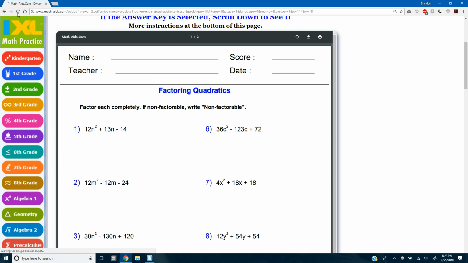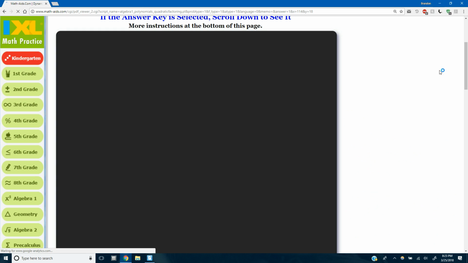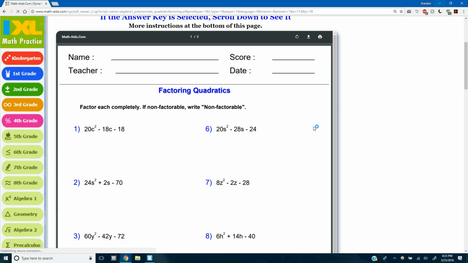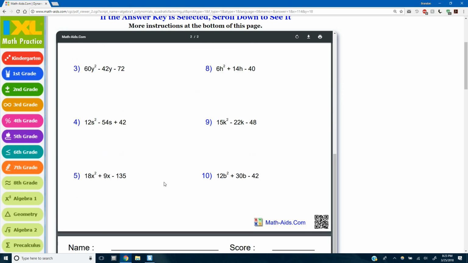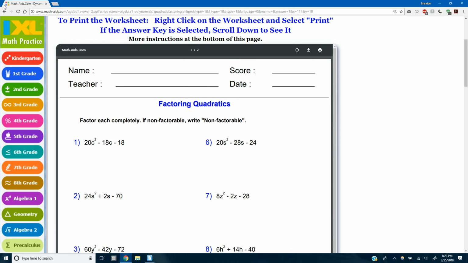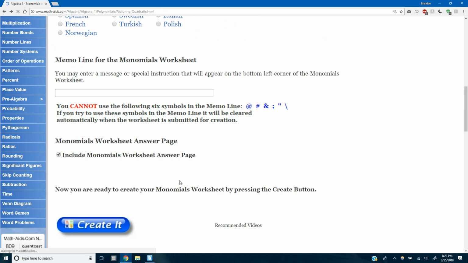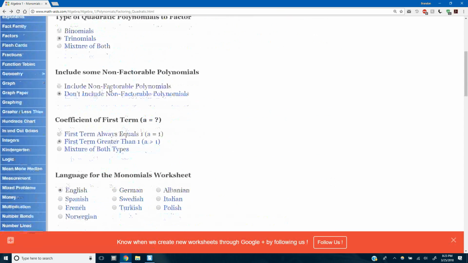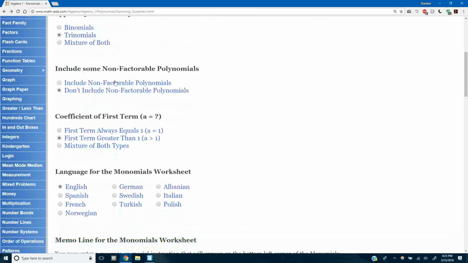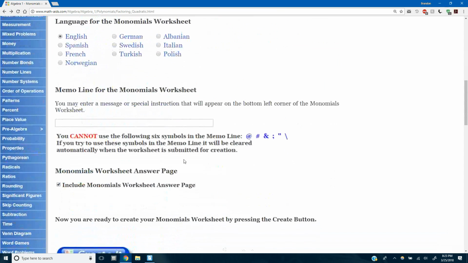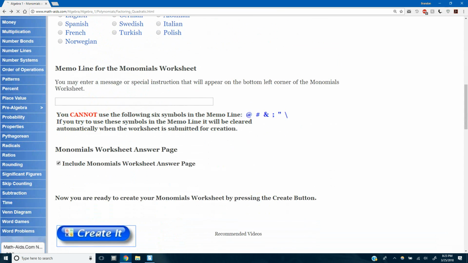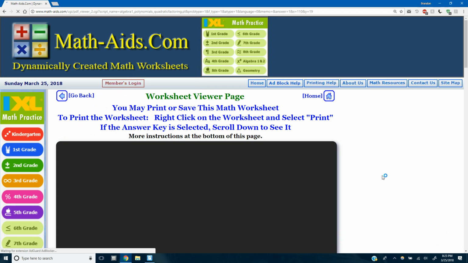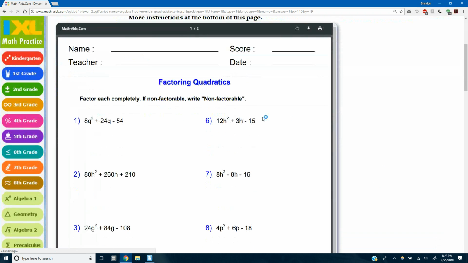I'll refresh this page. I want to get one with, I don't know, I'll take one as it is. A lot of these have common factors here. Did I choose something that gave me common factors as well that I didn't want? I don't want all those big things. Trinomials, first term greater than 1. Don't include non-factorables. No. Include monomials. No. I don't know. So I guess I'm going to have to pull out some common factors here. That's okay, I'll do that. Let's do this one right here. 6. 12h squared.